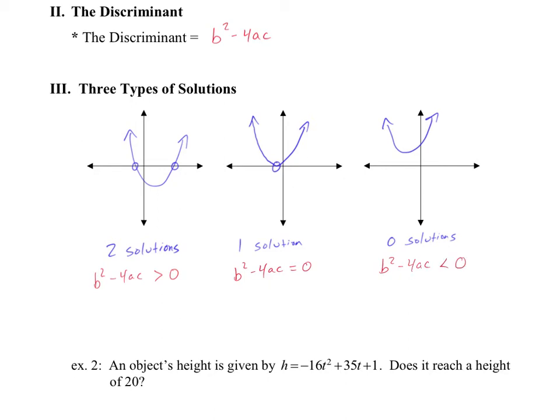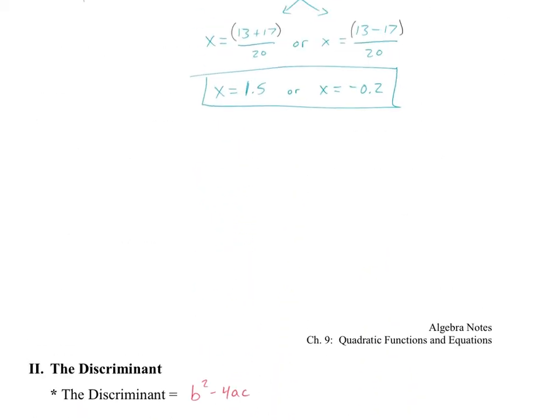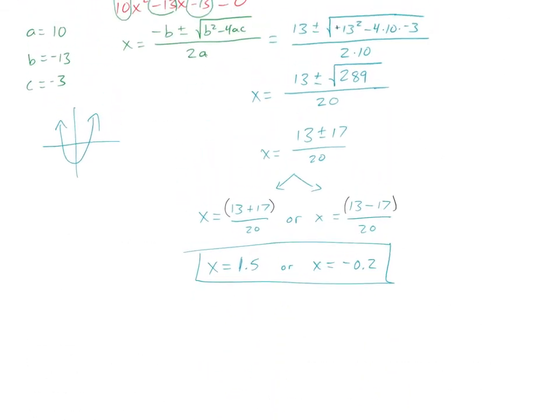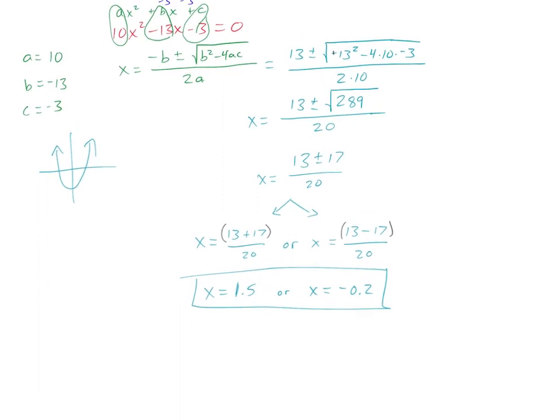And the reason that gives us 0 solutions is as we go through one of these problems, if you try to do the square root of a negative number, you get an error. So if we have this negative right here, any negative number, as soon as you do the square root of that, you come up with an impossibility. You don't get a real answer, you get an imaginary number answer. You'll learn about those later in life.